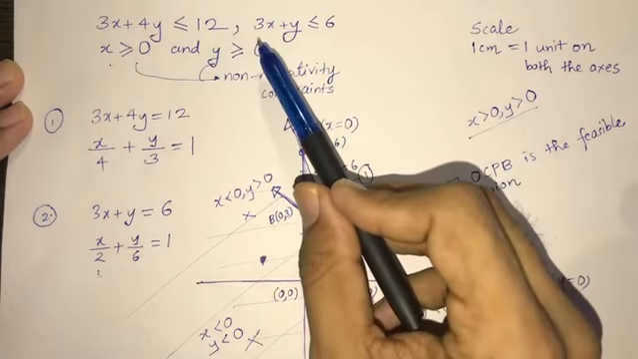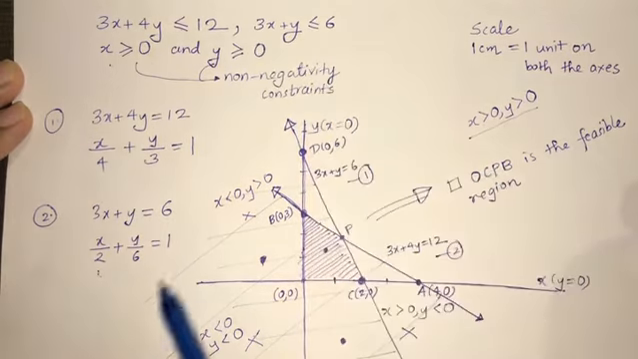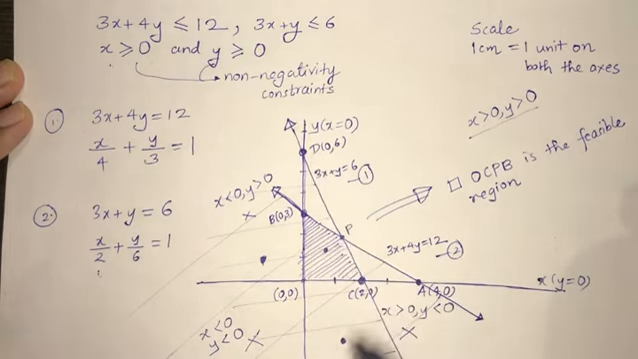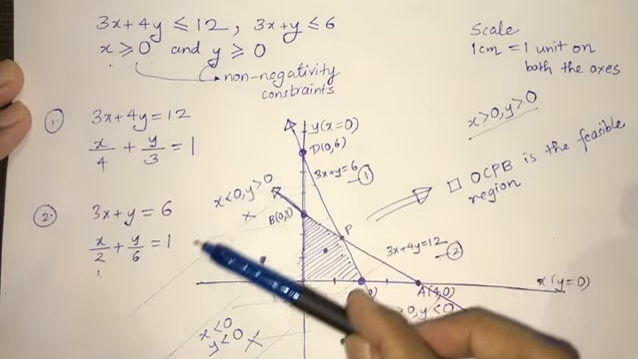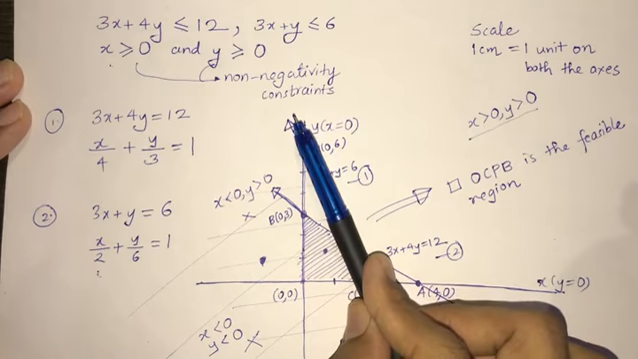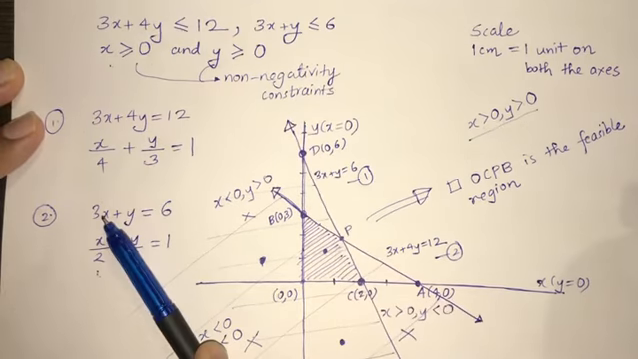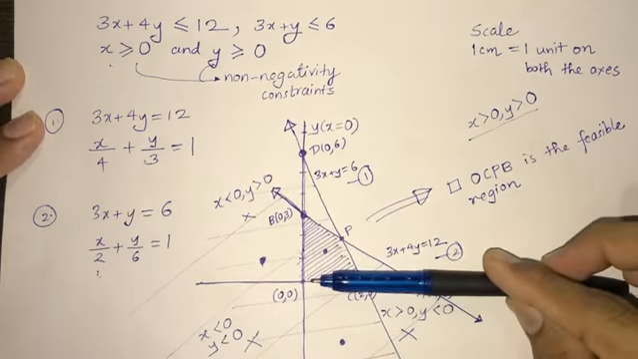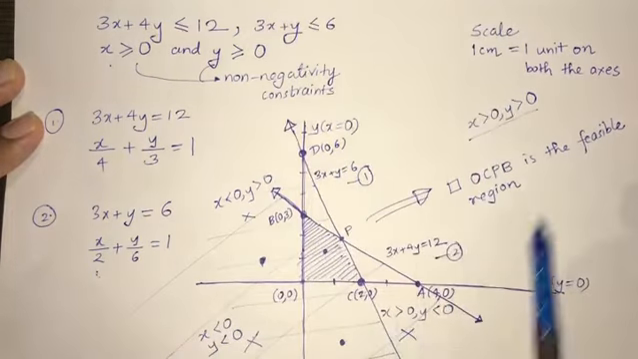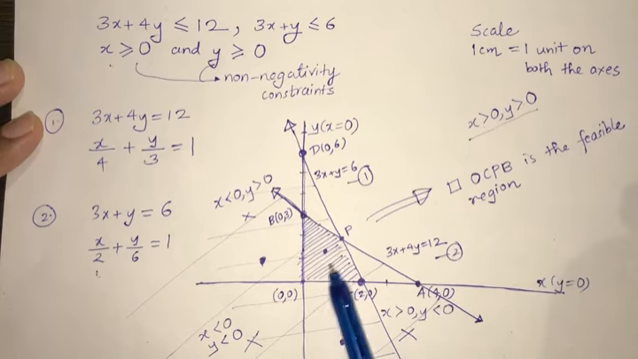For the second line, the x intercept is 2 and the y intercept is 6, giving the second straight line. We want the origin side for the first straight line, 3x plus 4y equal to 12. We want the origin side for the second straight line, 3x plus y equal to 6. But for x greater than 0 and y greater than 0, we want the first quadrant only. Therefore, this is the region which I am shading.